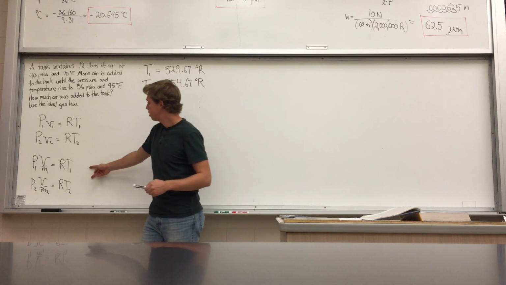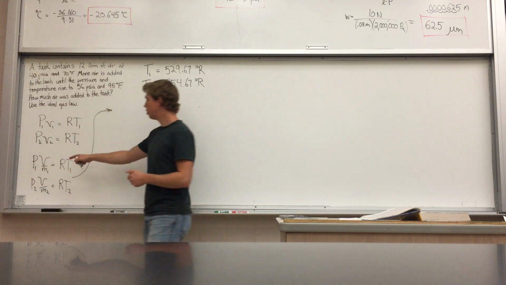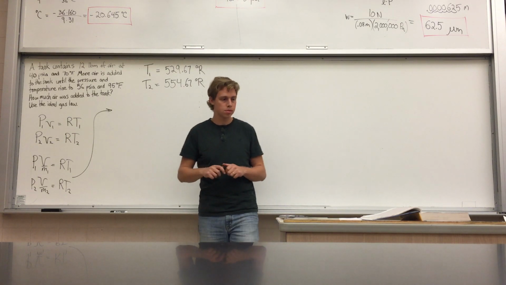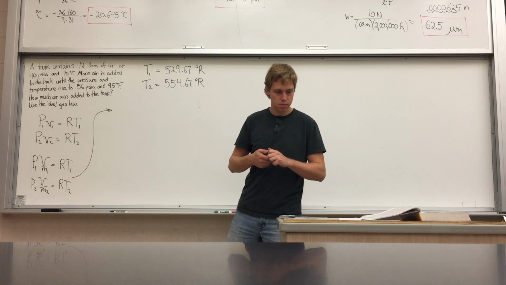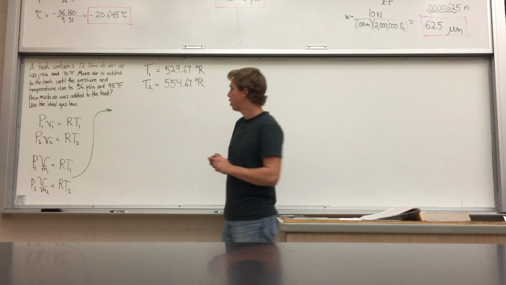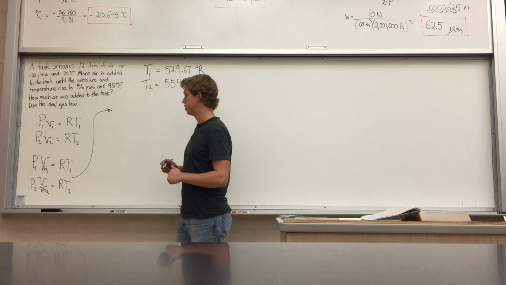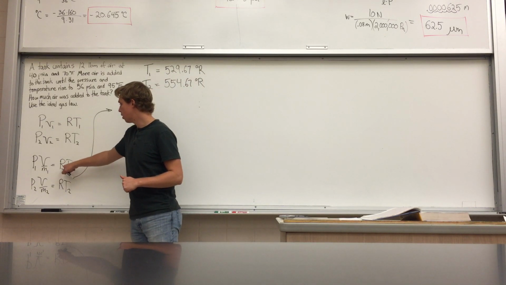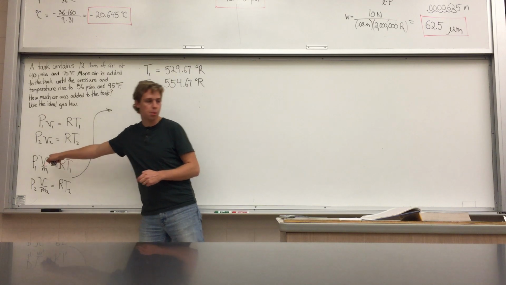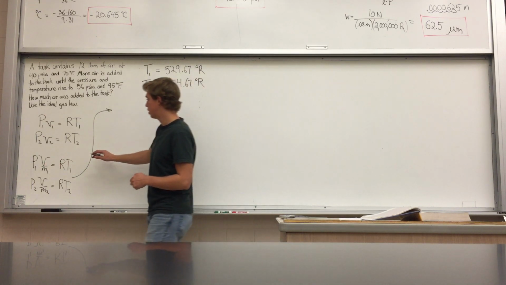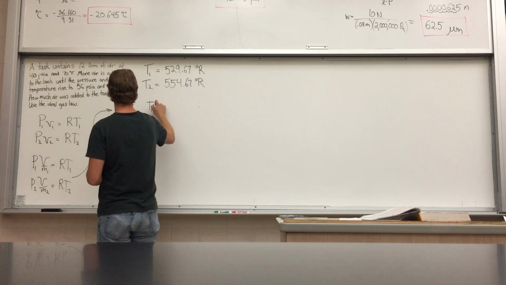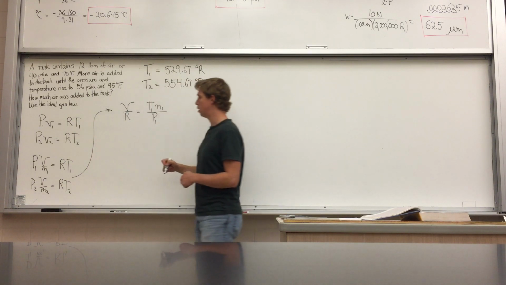I'm going to take each equation and rearrange it, solving for the mass. Actually, what I want to solve for is the thing that is constant. I apologize for that. So I'm going to solve for R divided by V. Or actually, I'll probably do V divided by R. Okay, so here's what I mean. If I take the first one, I get that V over R equals T1 M1 over P1.